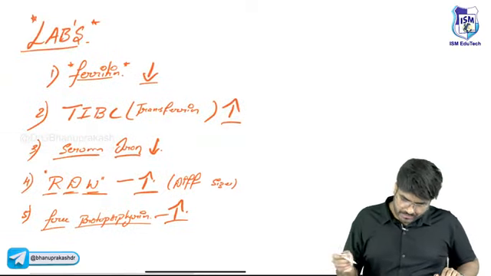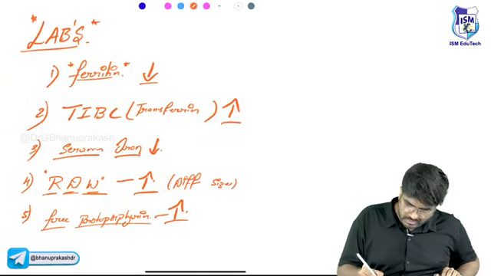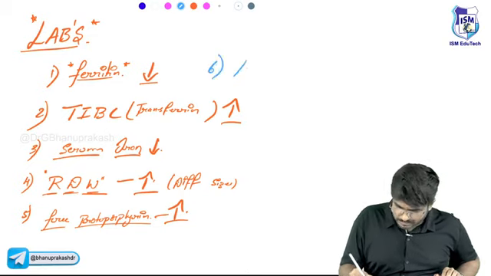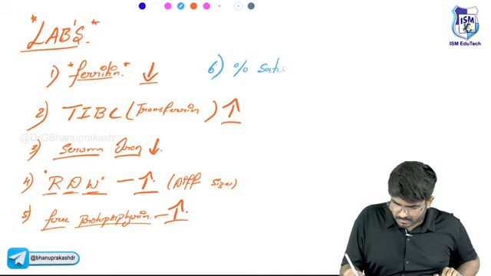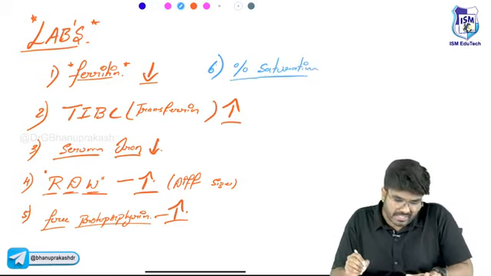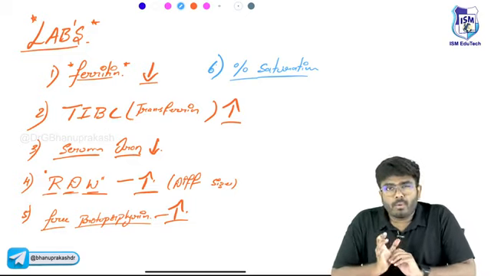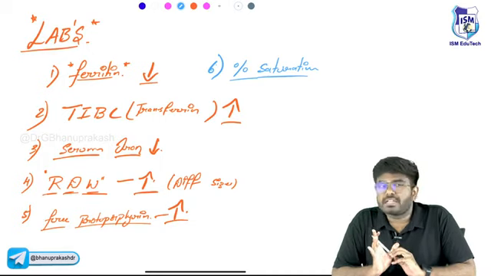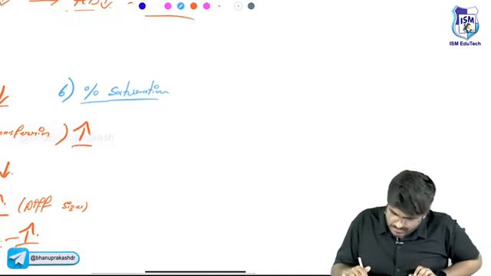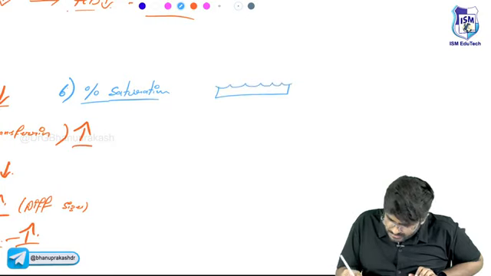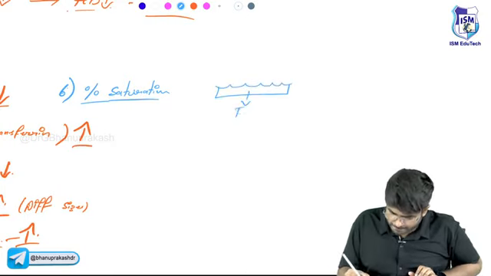Now one more parameter I want you to know, one more lab change, that's the percentage saturation. So what is this percentage saturation? What you have to know? Say one transferrin molecule. For example, this is a transferrin molecule. Let's take this as a transferrin molecule.